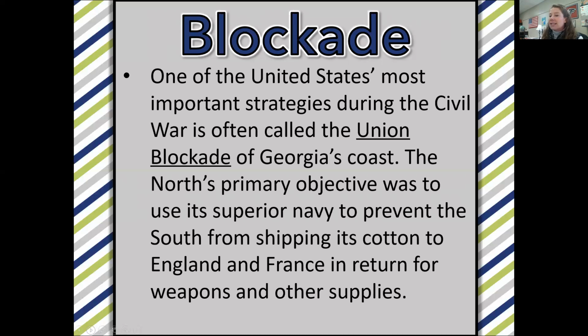One of the United States, the North's most important strategies during the Civil War was called the Union blockade of Georgia's coast. The North's primary objective was to use its superior navy to prevent the South from shipping its cotton to England and France in return for weapons and other supplies. And this was considered a very successful strategy.